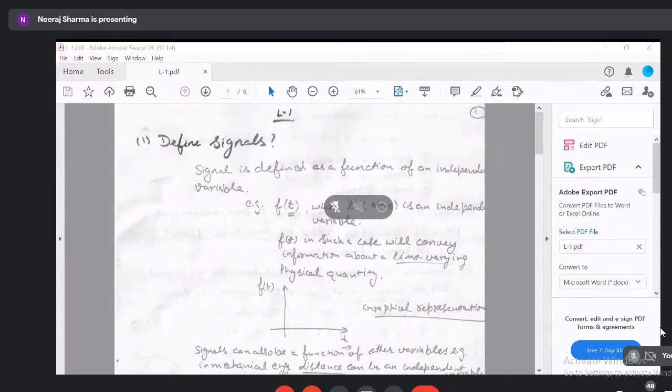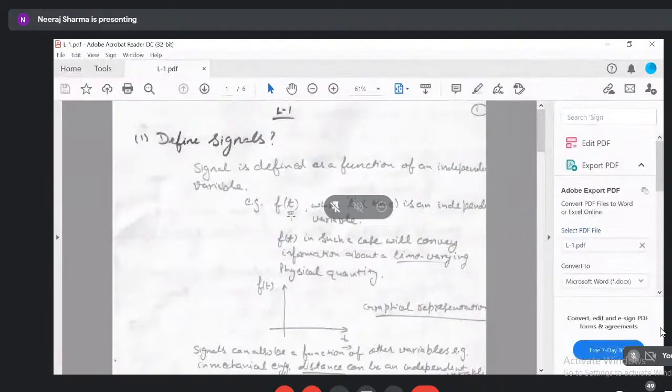Now, this independent variable can be anything. It can be a time variable. If you define the independent variable as time, that is t, then the signal is defined with the help of a mathematical function, that is f as a function of t, where t is the independent variable. Generally, in electrical and electronics engineering, time is usually taken as the independent variable.